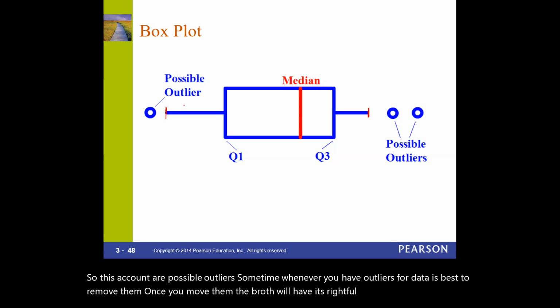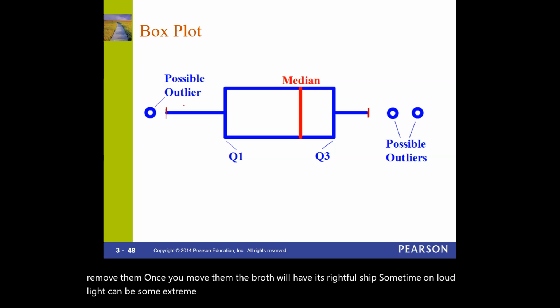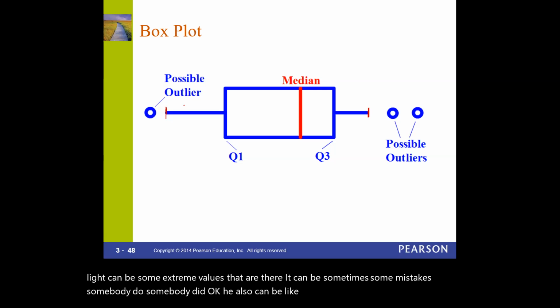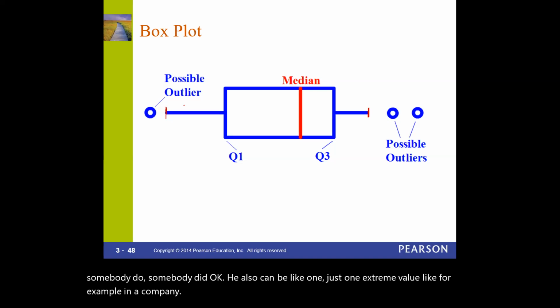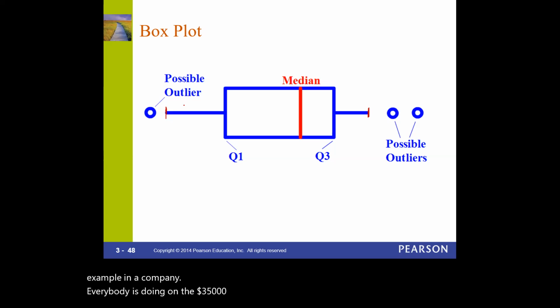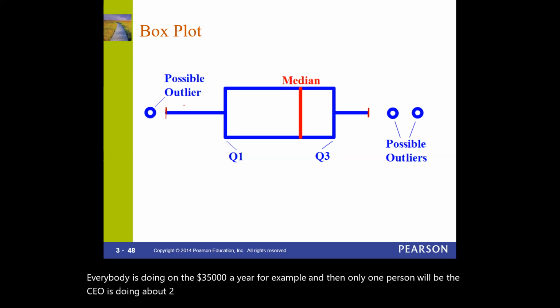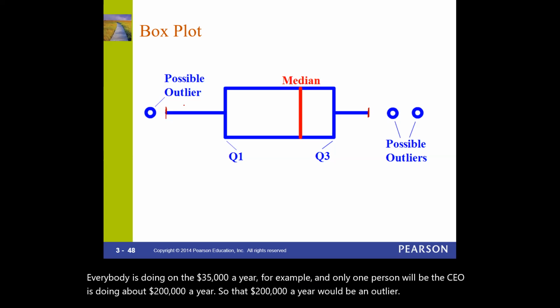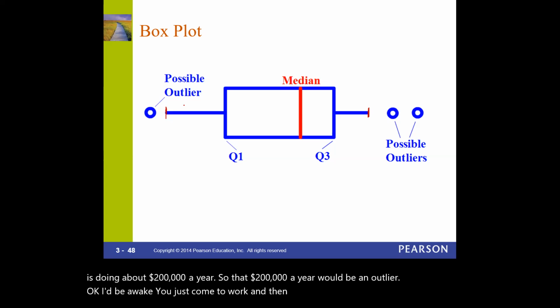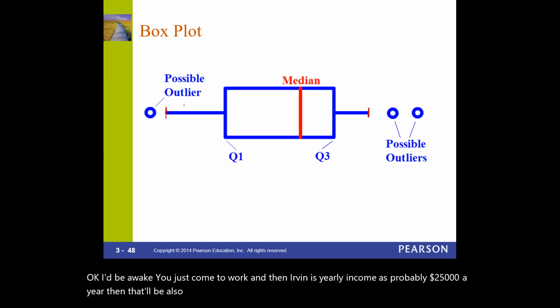Sometimes an outlier can be some extreme values that are there. It can be sometimes some mistakes somebody did, okay? It also can be just like I said, one extreme value. For example, in a company, everybody is making under $35,000 a year, and then only one person, probably the CEO, is making about $200,000 a year. So that $200,000 a year will be an outlier. Or probably a rookie who just came to work and has a yearly income of probably $25,000 a year, then that'll also be an outlier. That's the idea behind that.